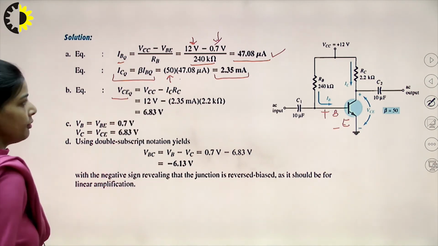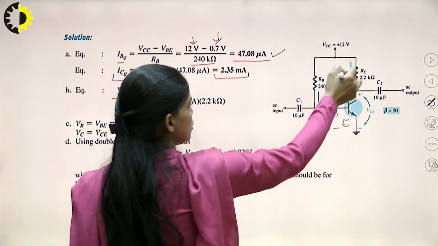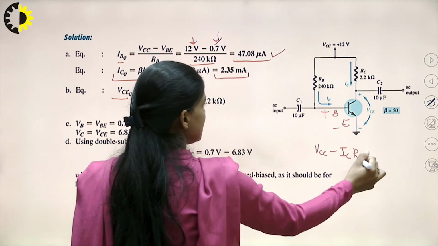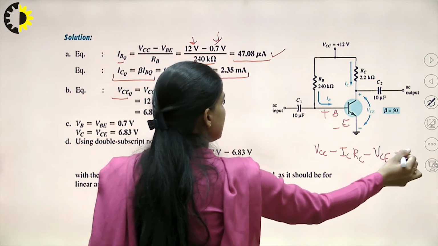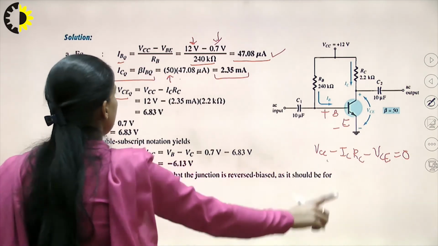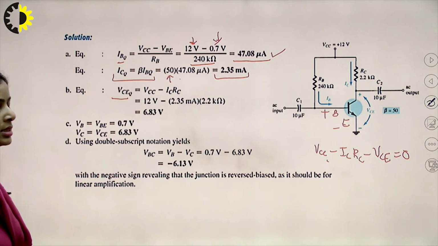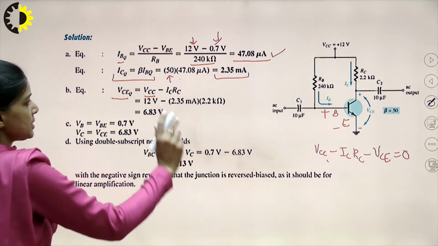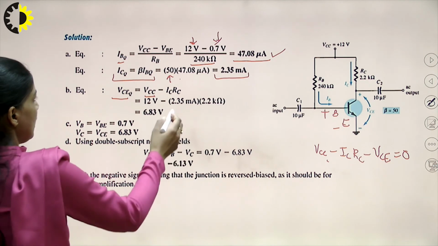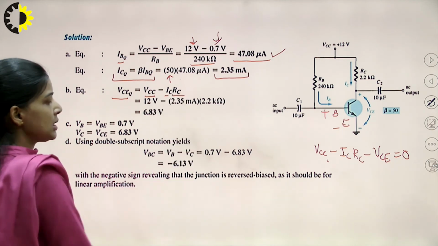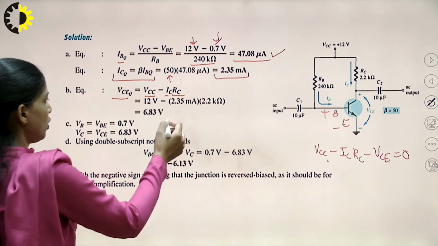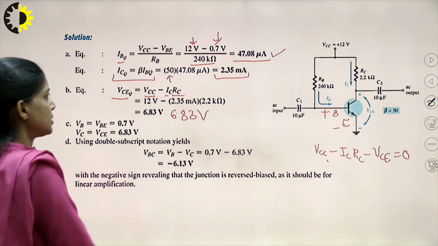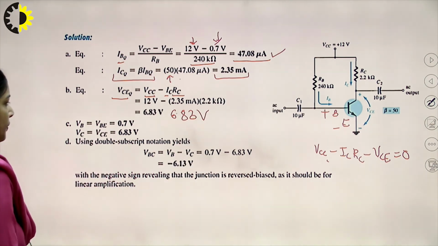VCEQ we get by writing the KVL into the output loop: VCC minus ICRC minus VCE is equal to 0. From here we get the value of VCE as VCC minus ICRC. VCC is given in the question, IC we have calculated, RC is given. Putting all the values, we get 6.83 volts as the value of VCEQ.